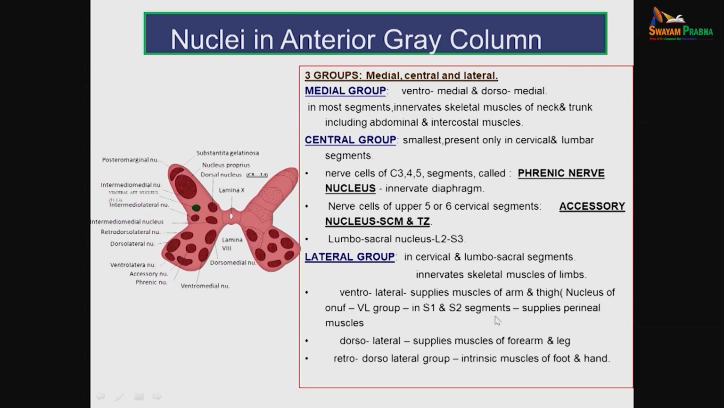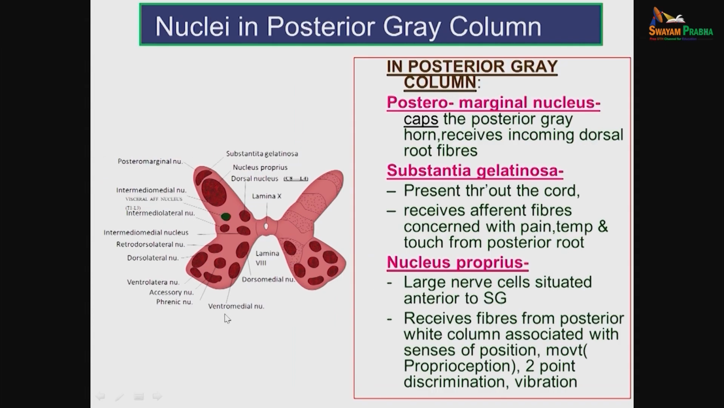So, you can see that the arm, forearm, and hand are innervated by various groups of nuclei: ventrolateral, dorsolateral, retrodorsolateral. The same thing holds good for the lower limb also. That is why initially I mentioned that the lateral group innervates skeletal muscles of the limbs. So, in the anterior gray horn, we have a medial group of nuclei, central group of nuclei and lateral group of nuclei. Having learned this, we will go to the nuclei which are present in the posterior gray horn.